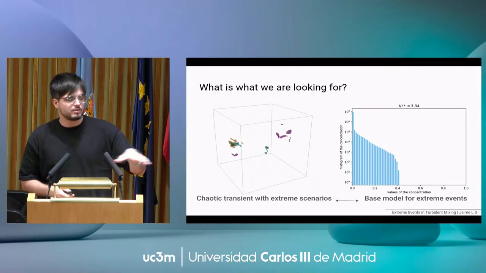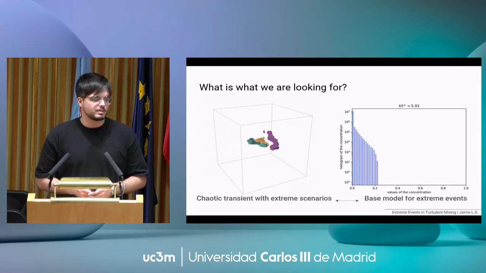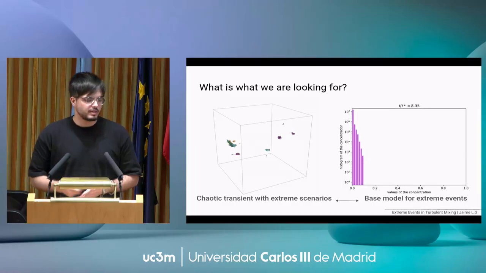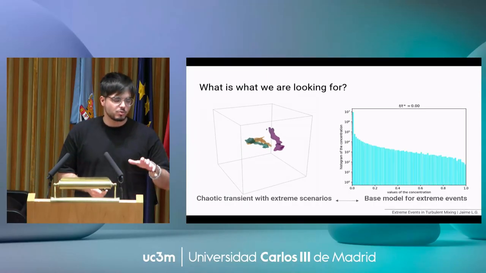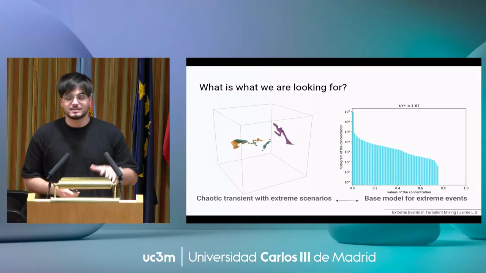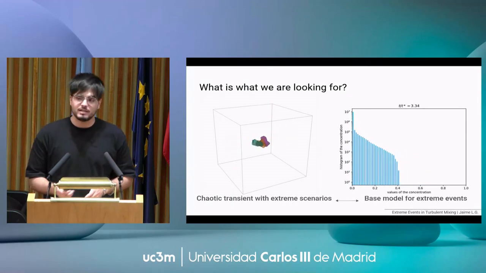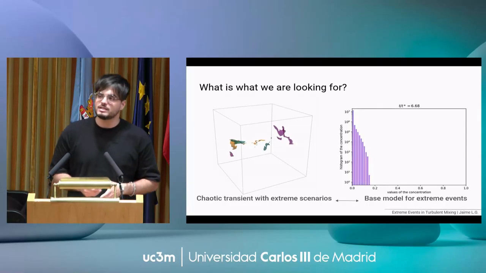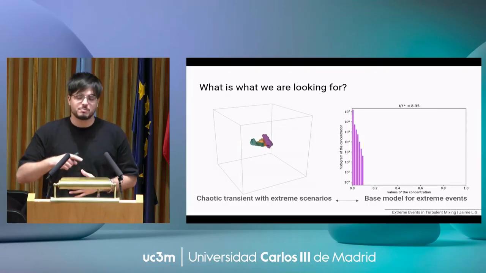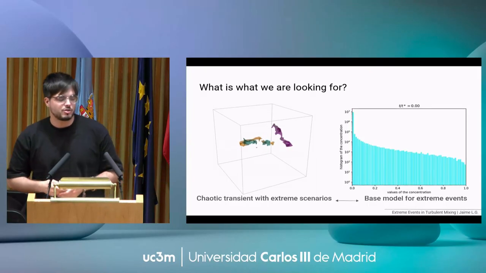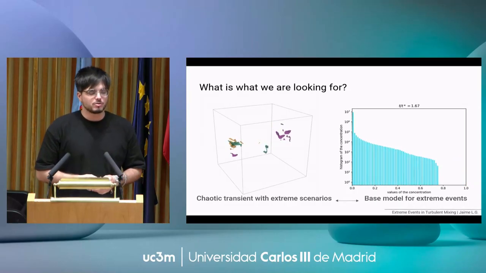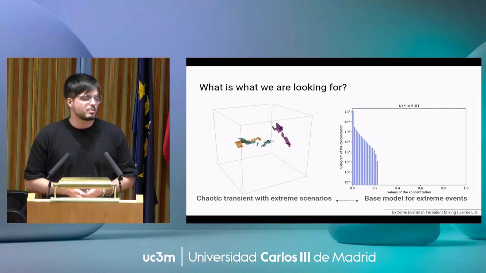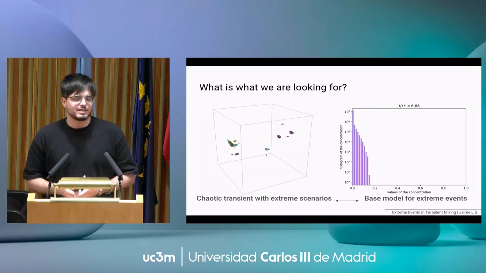In the video on the right side, what we can see is a histogram of the concentrations in a temporal evolution. What is relevant there is that the histogram has a heavy tail, which is telling us that the probability of finding extreme events, extreme peaks of the concentration, is not negligible. So what we are looking for is a base model for predicting those extreme events in a chaotic and transient system.